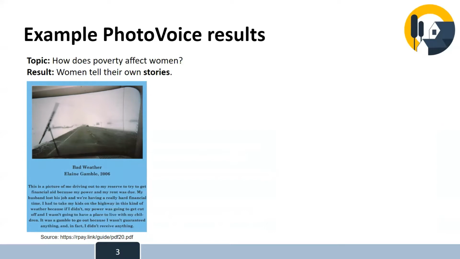And the participant is saying that this is a picture of her driving out of her reserve to get to financial aid because her power and rent was due, and that her family was in a terrible financial situation, and she had to take her kids on the highway in this terrible weather because if she didn't, her power was going to be cut off and she wasn't going to have a place to live with her children. So this is her describing with a photograph and her voice how poverty affects women in her community. And the result here is that women are telling their own stories.